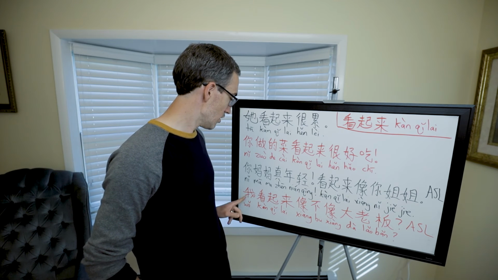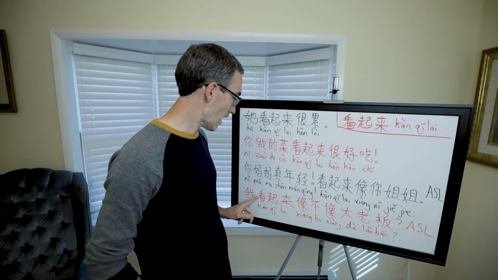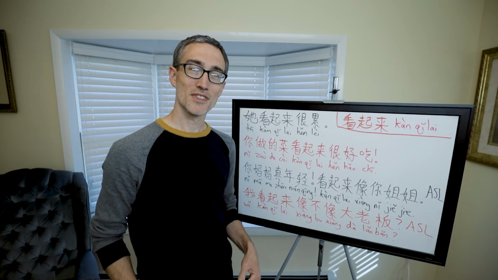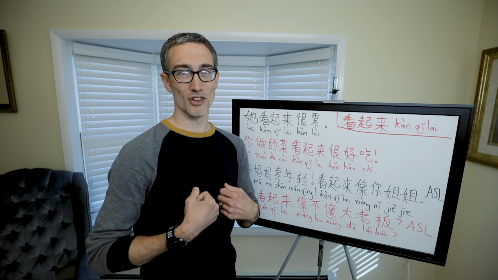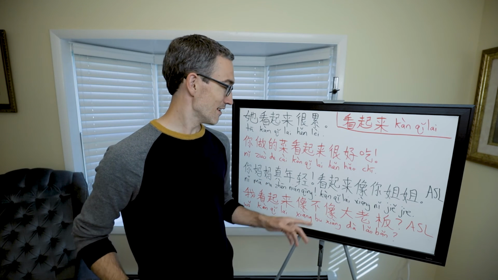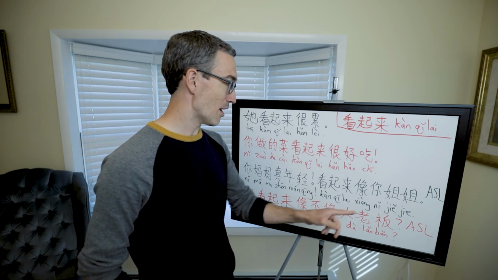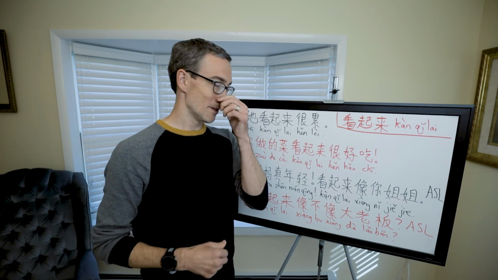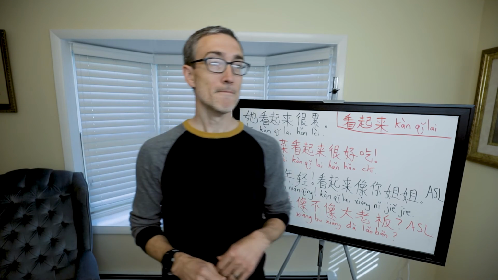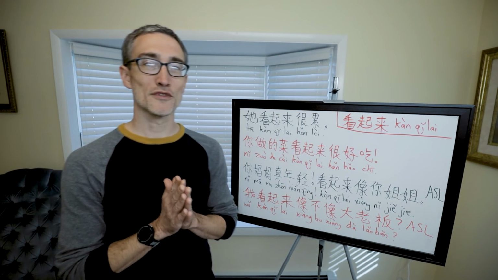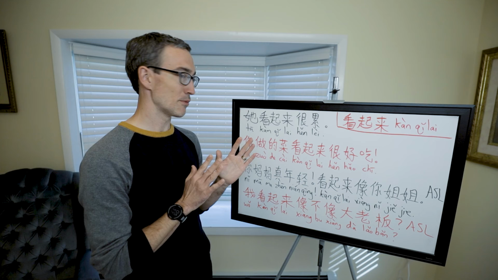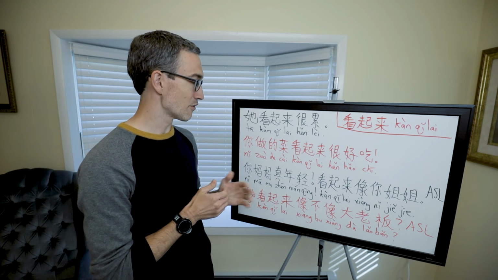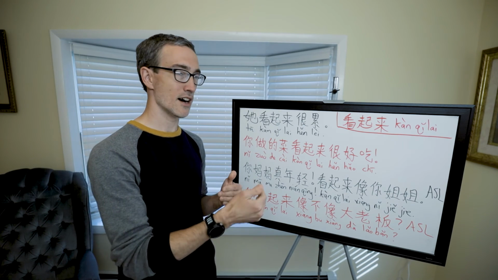So we know it's a question. 我看起来, do I look like 大老板, a big boss? So a big boss would be someone who has a lot of power and a lot of money. Do I look like a big boss? So maybe someone put on their sunglasses and a suit and asked if they look like a big boss. Okay, this is a very useful phrase. A couple of comments. This is a very useful phrase, 看起来 or 看起来像.